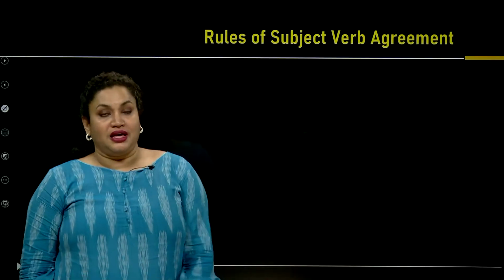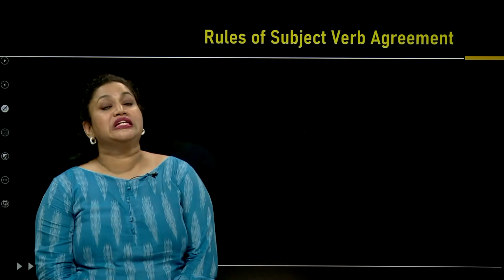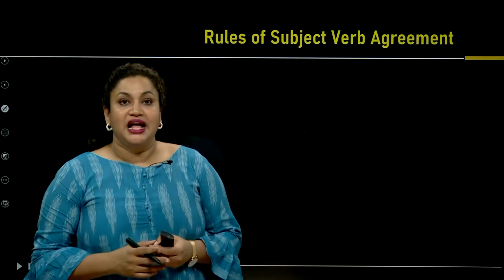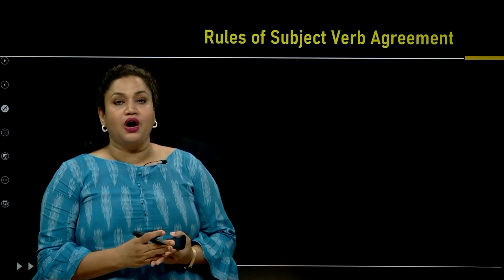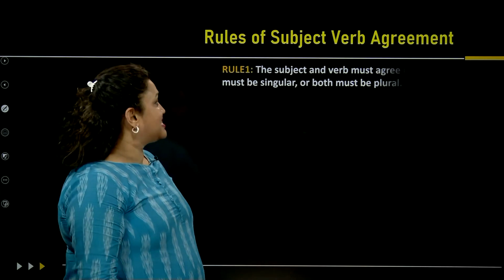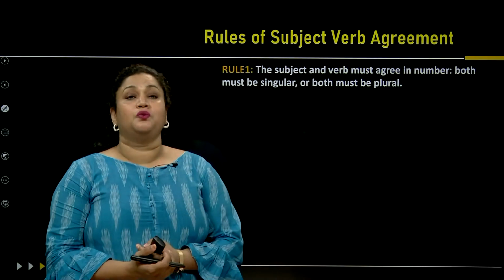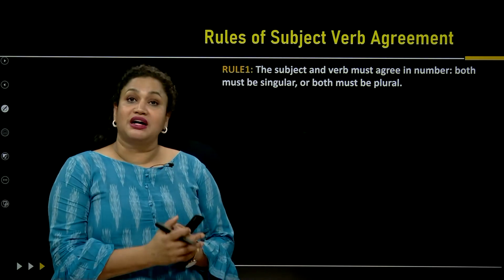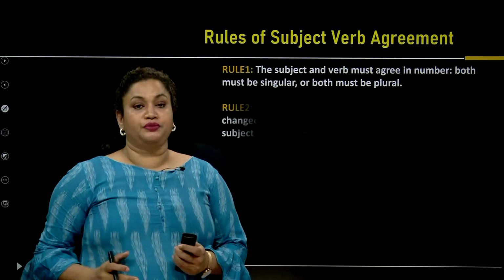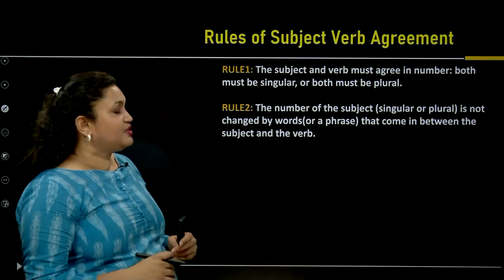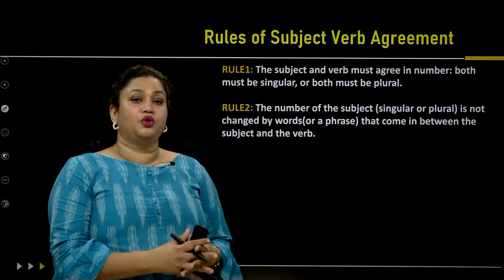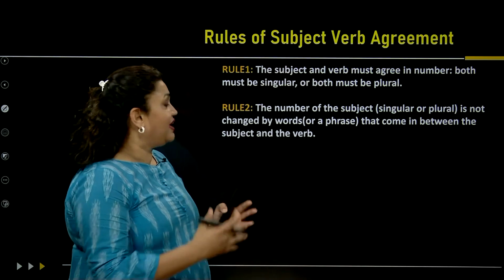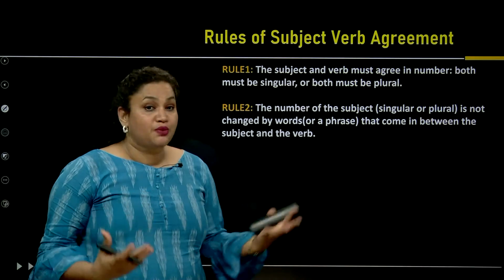Then the rules. There are particular rules that we have to follow in subject and verb agreement to make it easier, so that we don't fumble and we understand where we are going wrong. So let's start. Rule number 1: the subject and the verb must agree in number. Both must be singular or both must be plural. This is the first rule. Rule number 2: the number of the subject, singular or plural, is not changed by words that come in between the subject and verb. So let's see what it means.